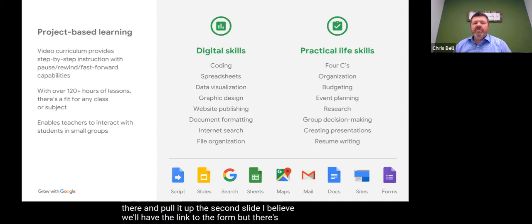But there are so many different ways that they can learn things through this. Key to this is obviously collaboration as well, especially when you pair students up into groups. Some of these units or lessons are perfectly suited for individual activities, but many of them are suited for collaborative group opportunities.